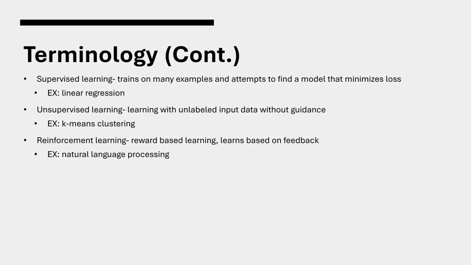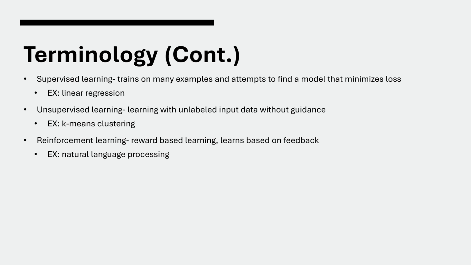But unsupervised learning is learning with unlabeled input data, so the opposite, without guidance and no feedback, to try to find hidden structures in data to link the data together. A good example of this is k-means clustering, where there's no given labeled data for clustering.